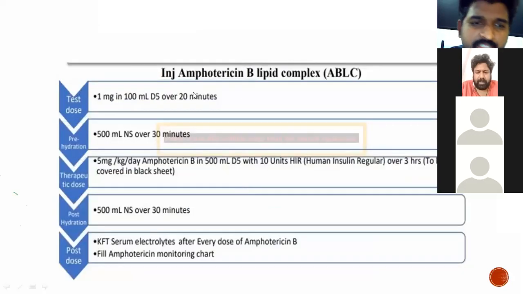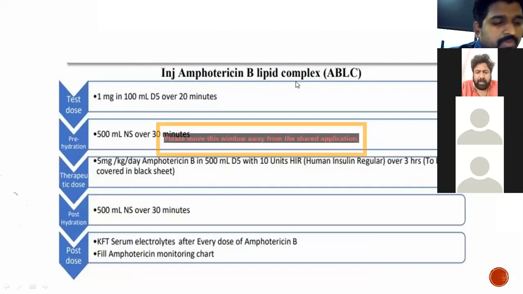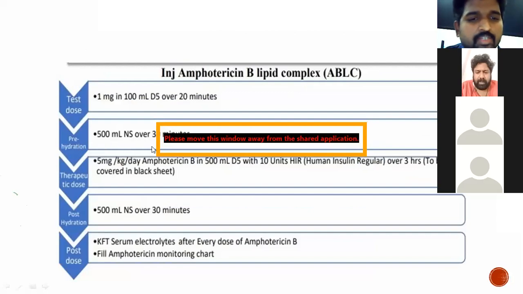This is the other formulation, the lipid complex. I don't have any personal experience with the lipid complex; I use conventional and liposomal. So once again, the protocol: you need to give a test dose of 1 mg in 100 ml of D5 over 20 minutes. After that, you have to hydrate the patient with 500 ml of NS over 30 minutes.